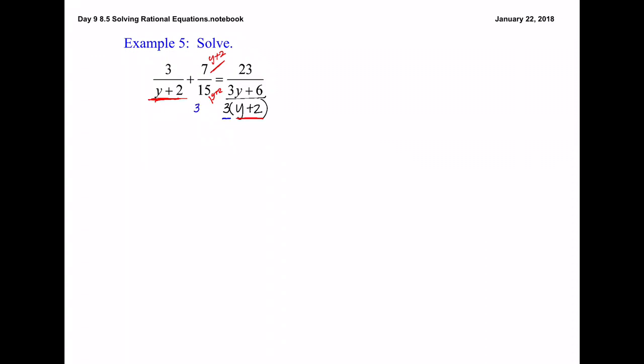I have a 3 times 5 would give me 15, so I have a 3 in my second. And I am missing a 3 and a 5 in my first. I'm also missing a 5 in my last. So my common denominator is 3 times 5 times y plus 2. Make sure whatever you add to the bottom, you add to the top.